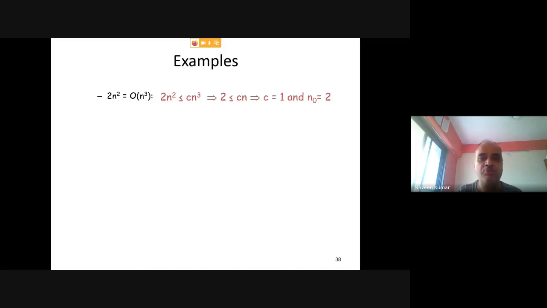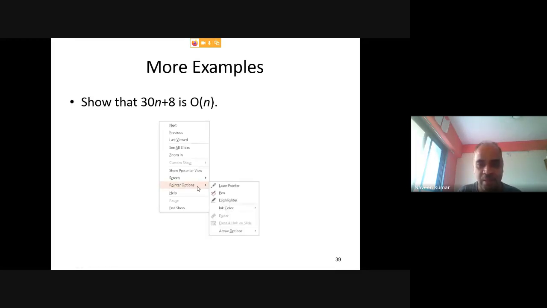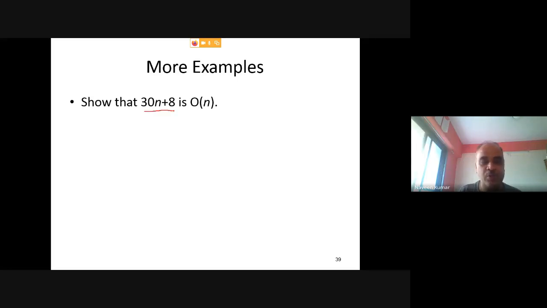Okay, fine. So we have seen a few examples. This is the example where we want to show that 30n plus 8 is f(n), and we want to show that this is equal to big O of n, where n is your asymptotic function. To show it, there are different ways. You can start with the left hand side, or even start with the right hand side and come to the left hand side.